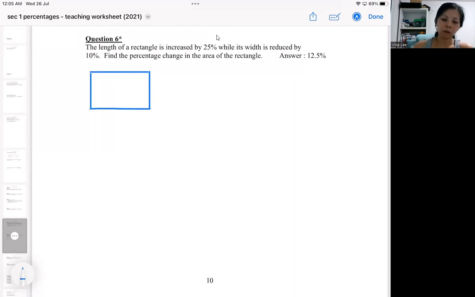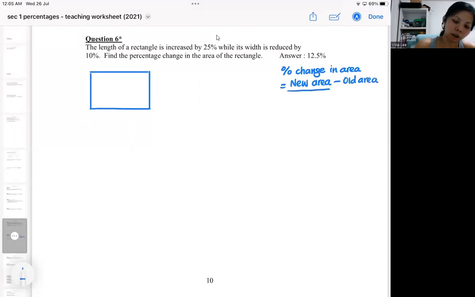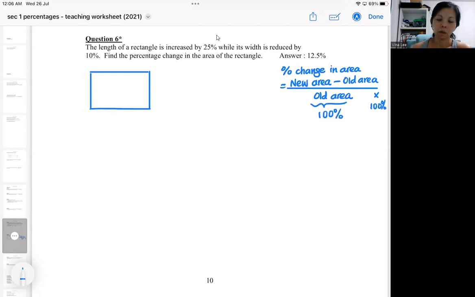So if I would like to find a percentage change in area, I will need a formula first. I will need the new area subtract the old area, because if I do a subtraction, I will get the change in area. The change in area can be either an increase or a decrease, but whatever it is, I will need to divide by the old area, and then multiply by 100. The old area is the 100%.